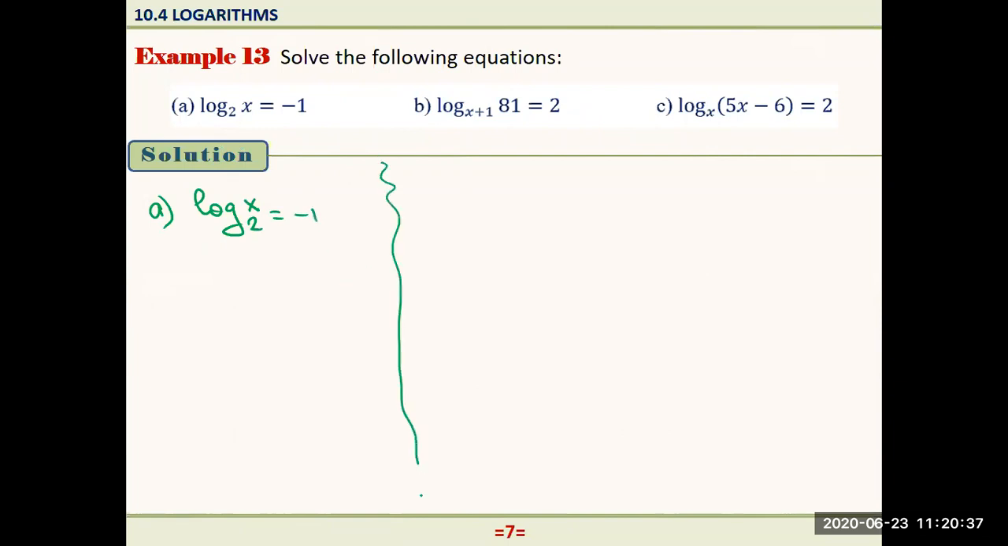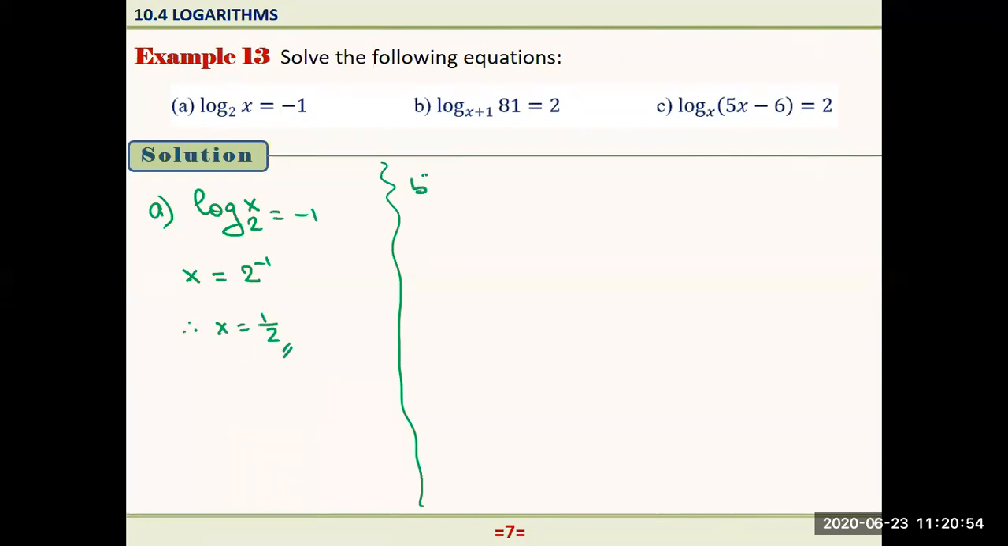So here, if we convert this into exponential form, x is equal to 2 to the power negative 1. That is, x is equal to 1 over 2. That is the solution of this logarithmic equation.